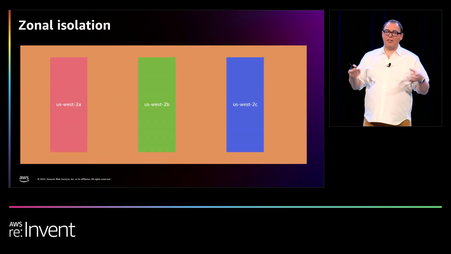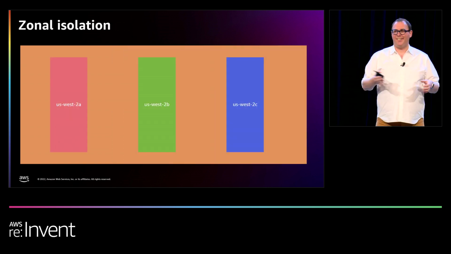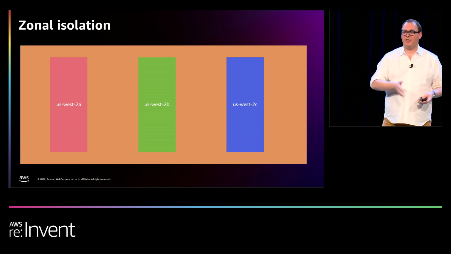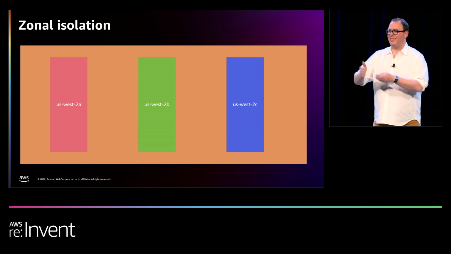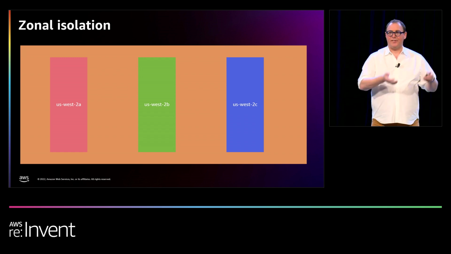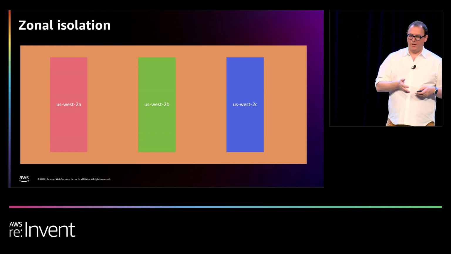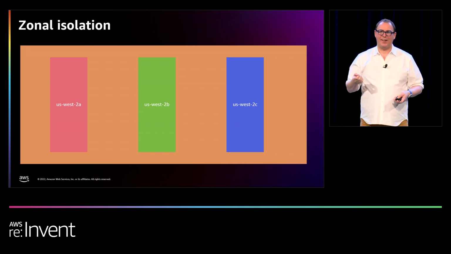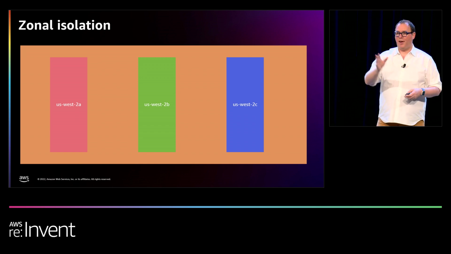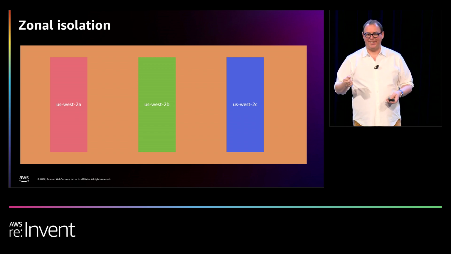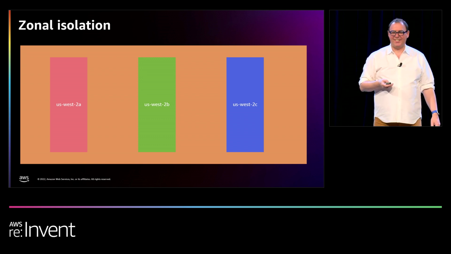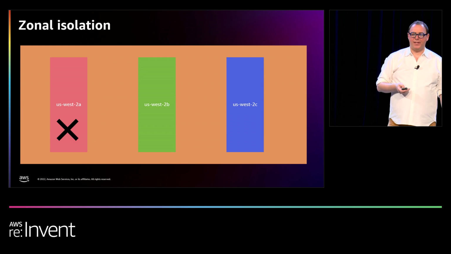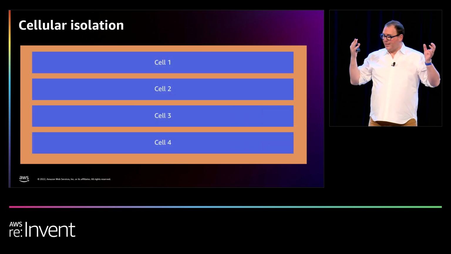But even inside the region, we want to do the same again, right? Inside the region, we've got availability zones. And where we can, we run isolated separate stacks inside those availability zones. So that if there's a problem in availability zone US West 2A here, we can just turn it off, fail over to the other availability zones for a while, right? Fix it, fail back. It's a really, really powerful technique. We take it even further.